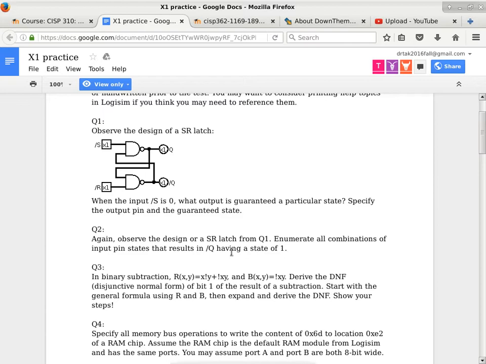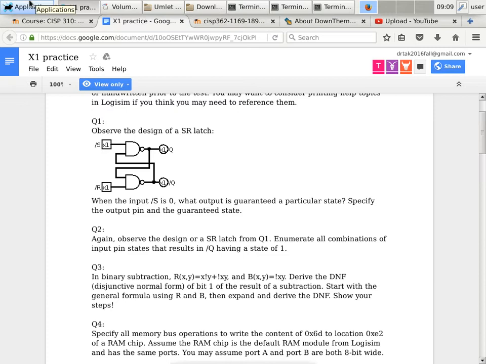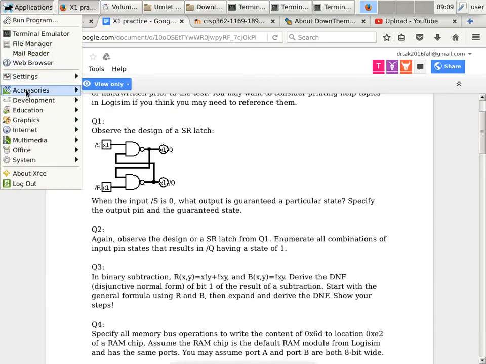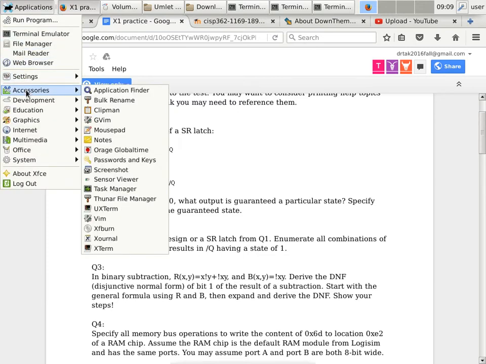/R being zero and /R being one and /S being one will also make it true. So the combinations would basically be /R being a zero, regardless of what /S is, right? /S can be a one or a zero, and we can still guarantee that /Q is a one.